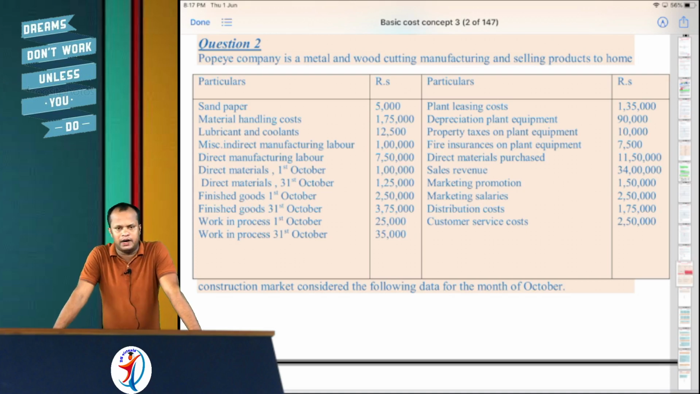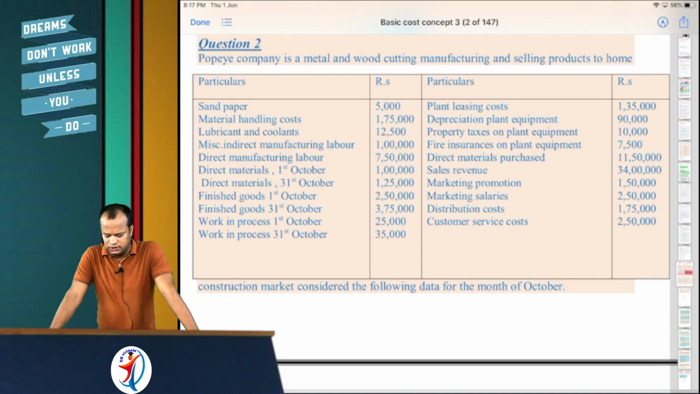direct material 1st October. This is the opening stock of material, 1 lakh. Direct material 31st October. 31st October is the closing of October, so it will be closing stock, 1,25,000. Finished goods 1st October, that is opening stock of finished goods, 2,50,000. Finished goods 31st October, that is closing stock of finished goods, 3,75,000. WIP opening stock 25,000, WIP closing stock 35,000.